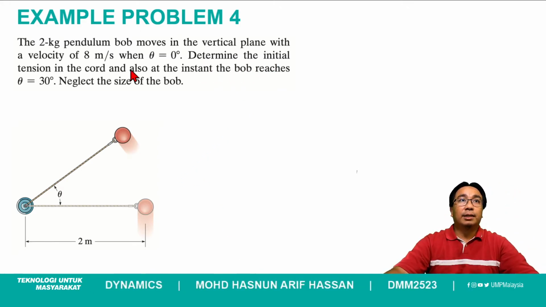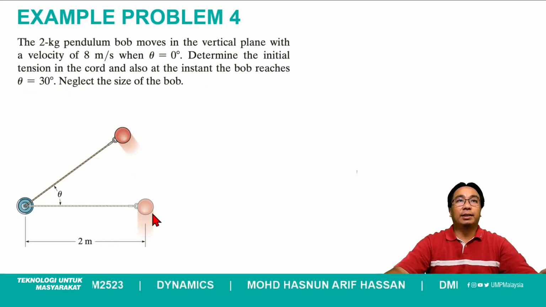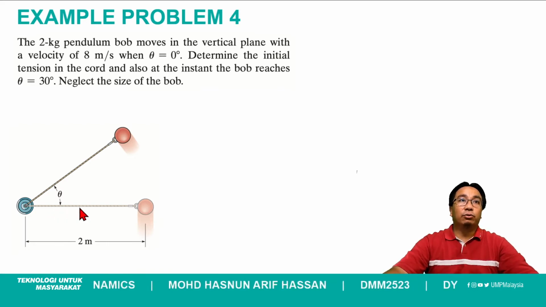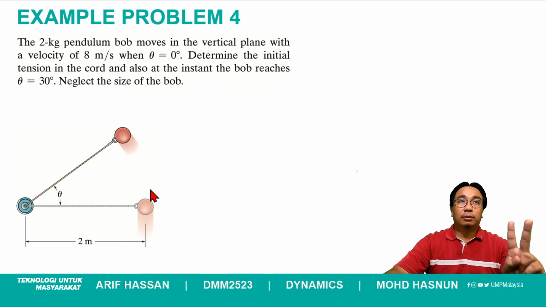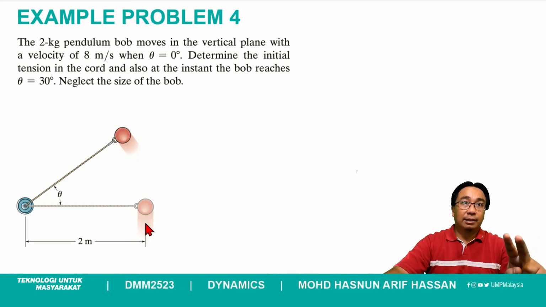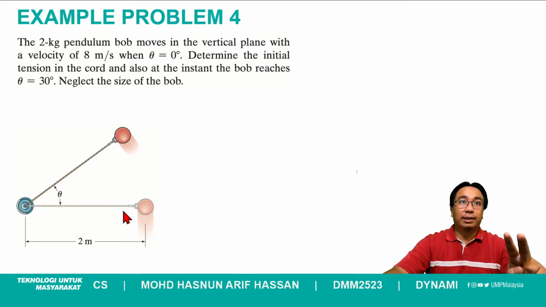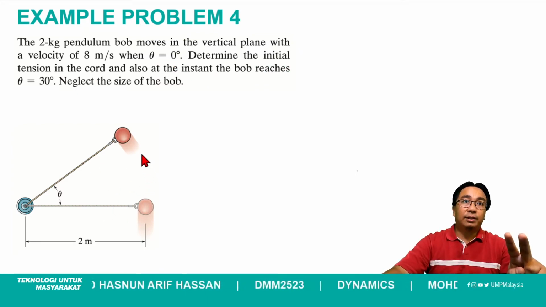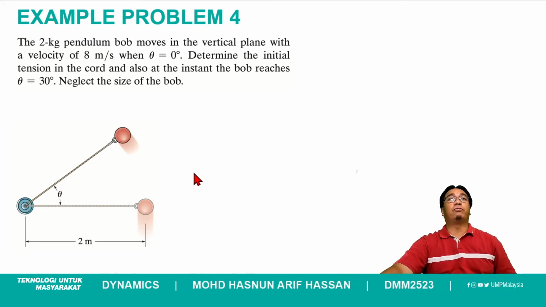Determine the initial tension in the cord, and also at the instant the bob reaches theta equals 30 degrees. So what we need to find here is the tension in the cord at two positions. One is at this position when theta equals 0, the initial tension, and then after the bob has traveled to 30 degrees, what is the tension at this moment. So two tensions we need to find.